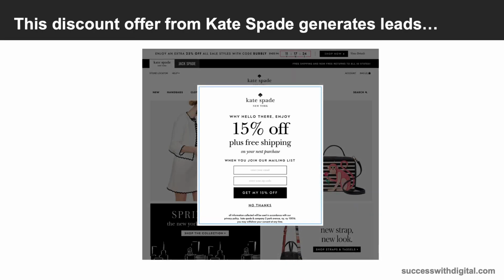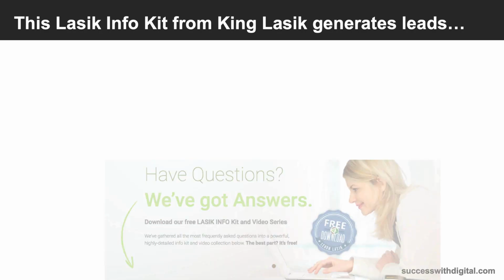Here is a discount offer from Kate Spade that generates leads. They come to the site and then all of a sudden they're given this option to put in their email because they can get 15% off plus free shipping on their next purchase just by signing up and becoming a lead. If you're not asking them to take action, you need to take that next step. If you're just blogging or podcasting, then you're probably not generating leads. So it's important to look at how you have your content set up and how you can start generating leads from it.